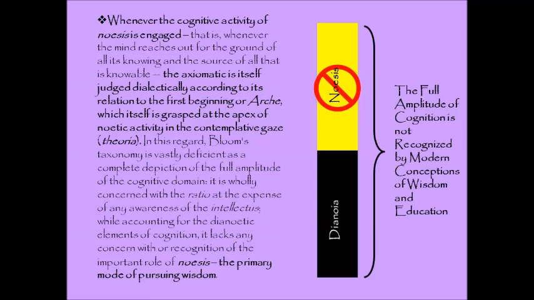In this regard, Bloom's taxonomy is vastly deficient as a complete depiction of the full amplitude of the cognitive domain. It's wholly concerned with the ratio, at the expense of any awareness of the intellectus. While accounting for the dianoetic elements of cognition, it lacks any concern or recognition of the important role of noesis, the primary mode of pursuing wisdom. Okay?